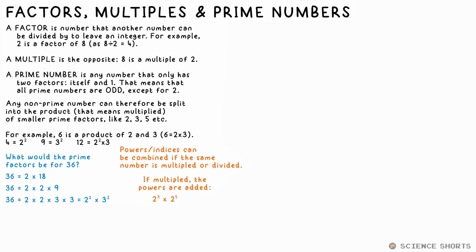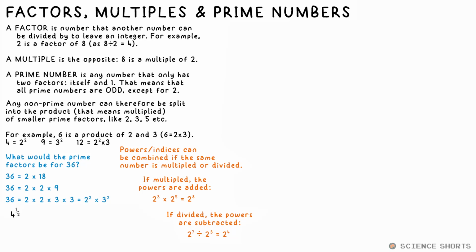Here's a simple example. What's 2 cubed times 2 to the power of 5? Well, remember that 2 cubed is 2 times itself 3 times. Multiplying that by similarly for 2 to the power of 5, that's the same as multiplying 2 by itself 8 times. So the simplified version of this is 2 to the power of 8. When you multiply the same number with powers on them, you add the powers. If you divide by them, you subtract the powers instead. So 2 to the power of 7 divided by 2 cubed is equal to 2 to the power of 4.